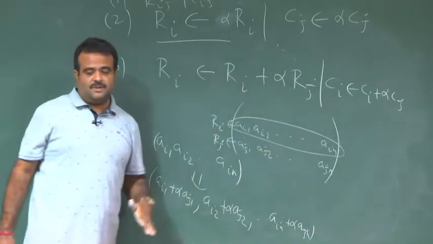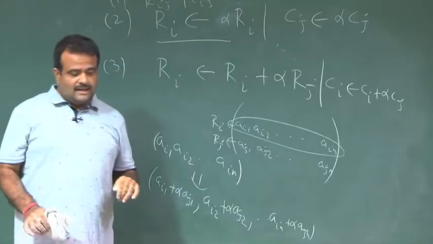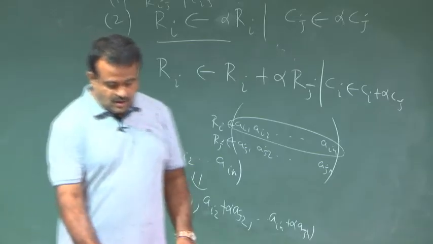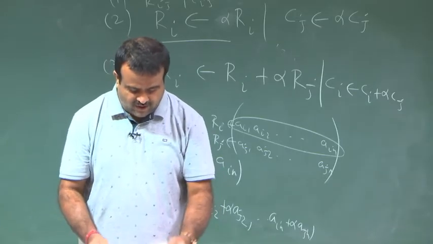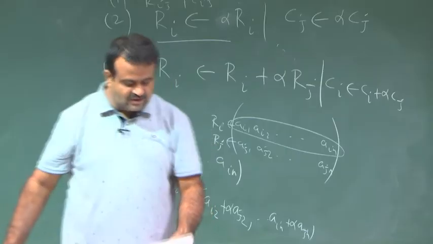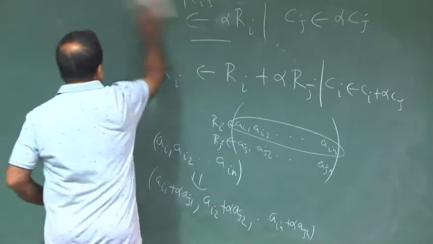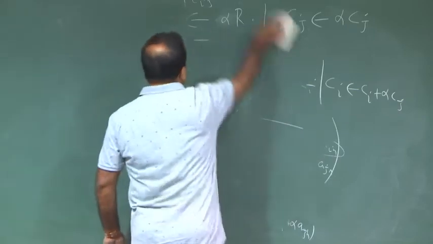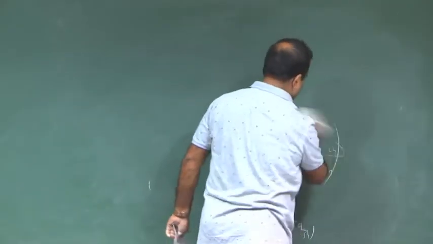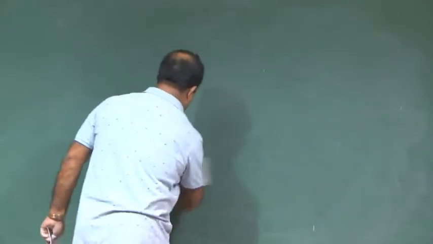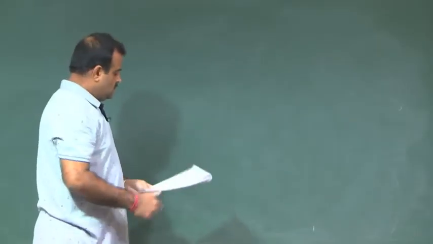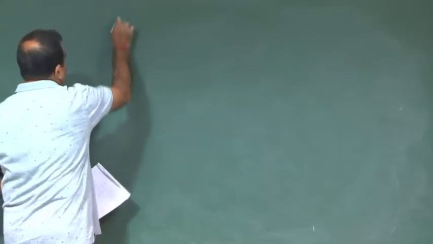So there are 3 types of elementary operation we are considering, and they will be useful for finding the rank of a matrix. We will see how they help us find the rank. Let us consider an example where we apply these row operations and column operations to get the rank of a matrix. Actually, we will take some matrix.